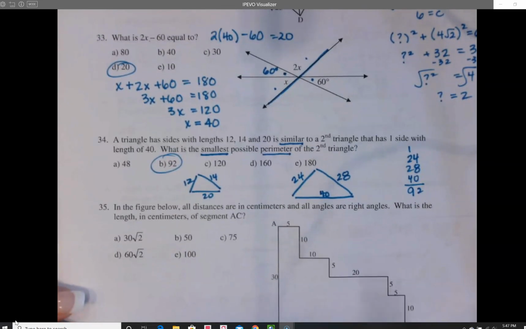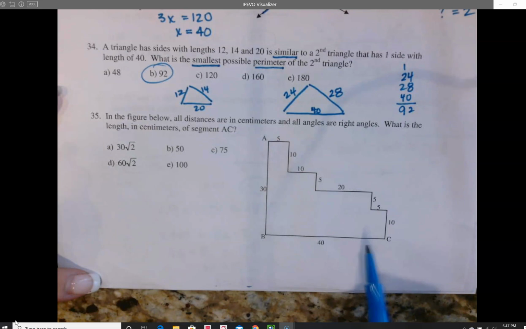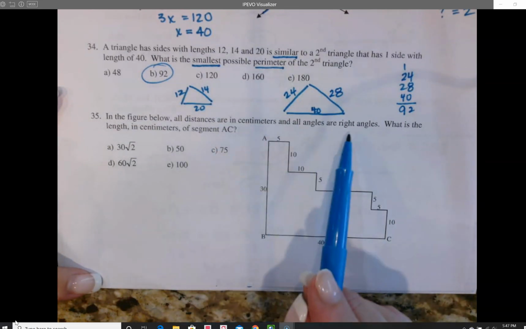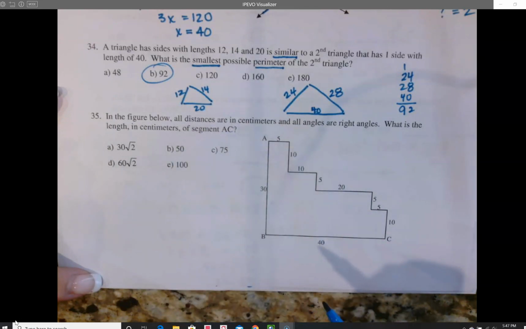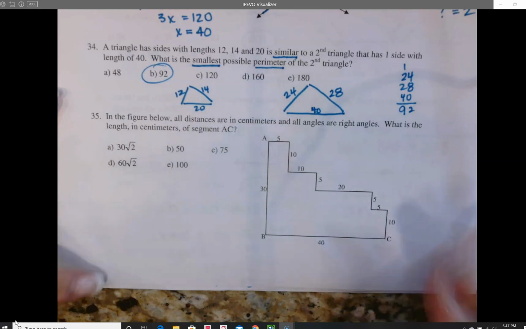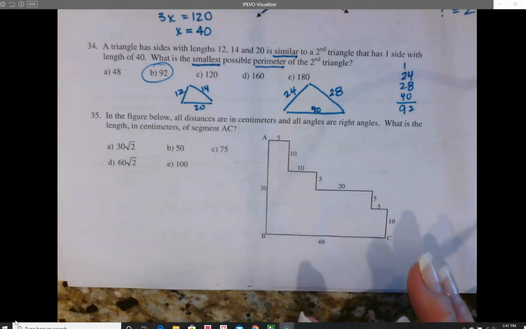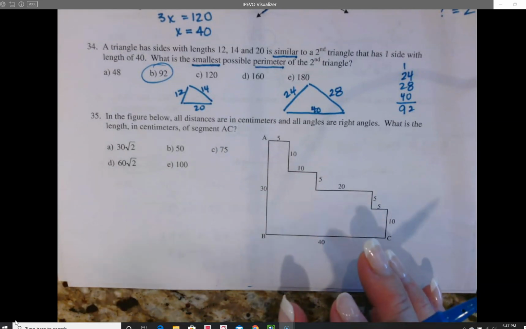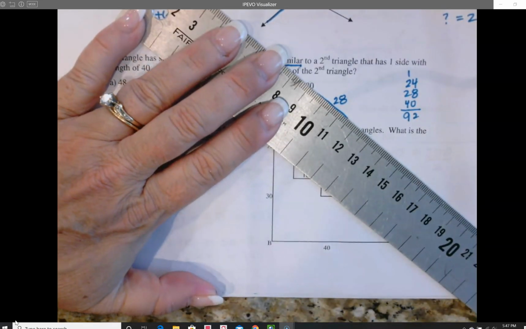And the last one, number 35, we've got this funky shape here. It looks like it's made out of a bunch of rectangles. All distances are in centimeters. All the angles are right angles. What's the length of AC? So where is AC? Oh boy. Well, here's the deal. Where's my ruler? Not that I really need a ruler, but I'm going to connect A and C.